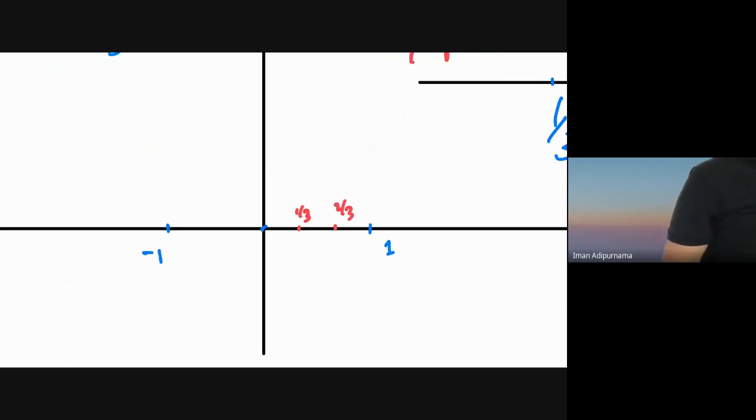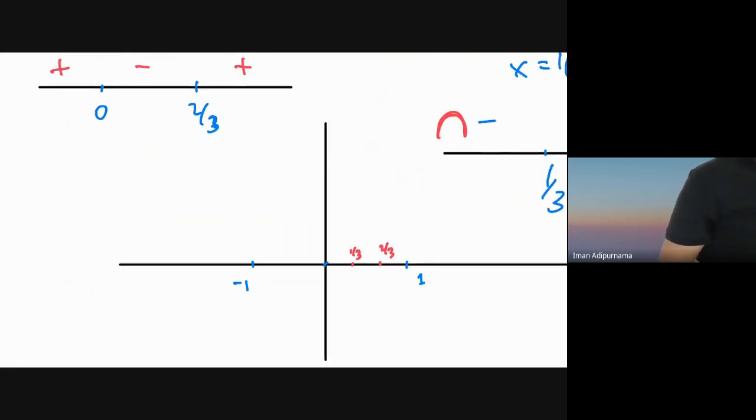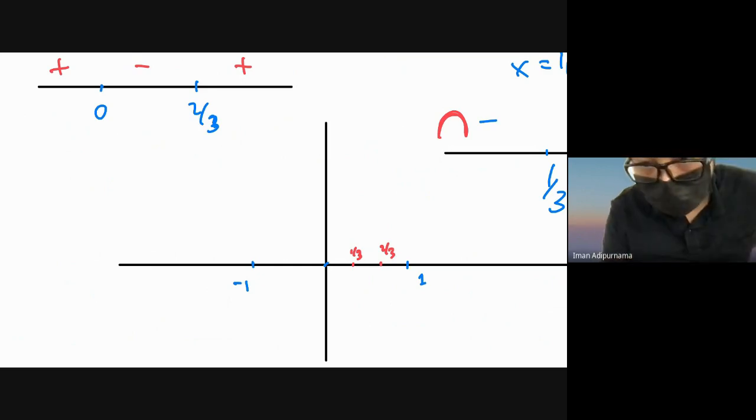Now what will be? From 0 to 2 over 3, so 0 and 2 over 3 will be our critical numbers. And this will be from positive to negative. So there will be a slight going up at 0.